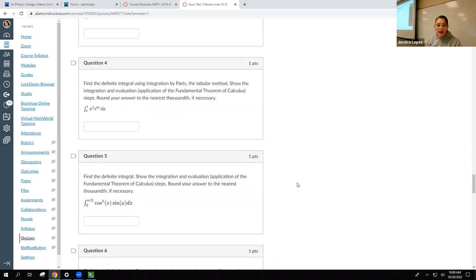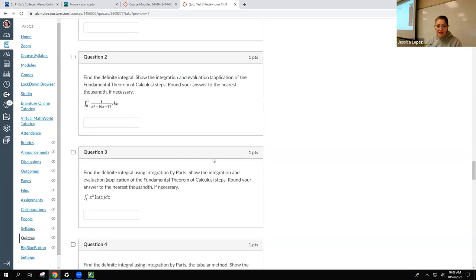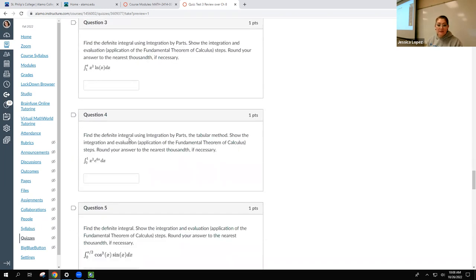The biggest problem I had was people not following the directions. It tells you exactly what you need to do on some of the problems. Like this one says you must use integration by parts, but it says you must use the tabular method. So if you see that and you're not doing the tabular method, you're doing the repeated integration by parts formula over and over until it doesn't go anymore, then that's not following the instructions.